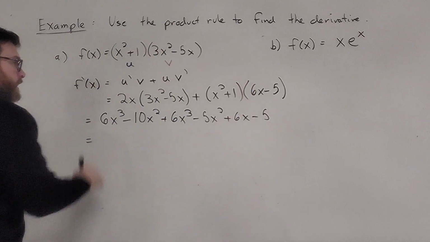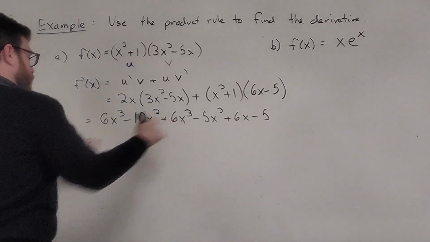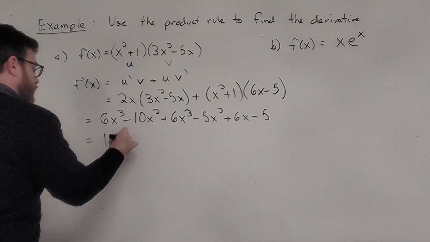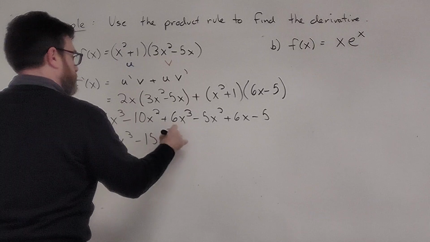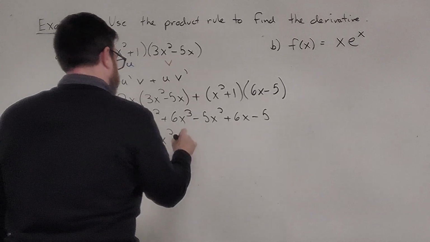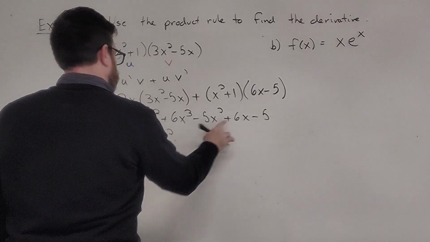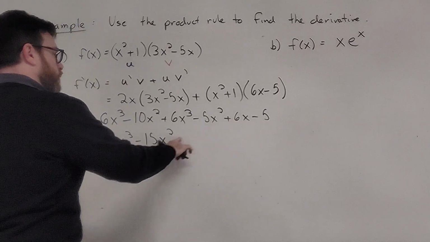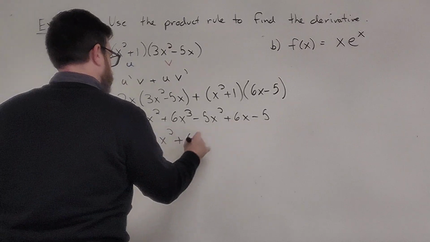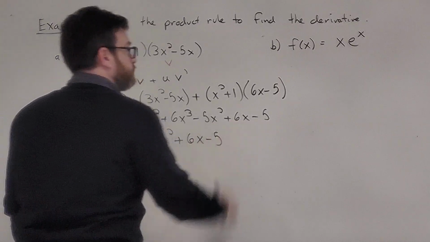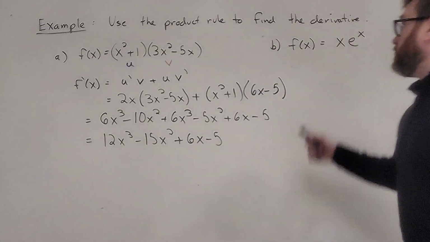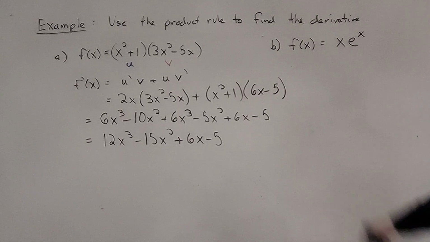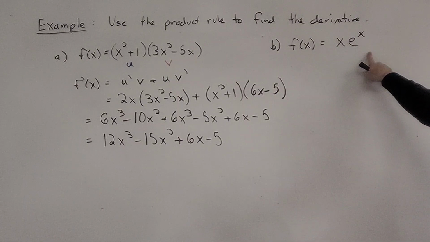Then we can combine any like terms. So the cubes will add to a 12x cubed. The squares will add to a minus 15x squared. There's only one linear term, so plus 6x, and then we have our minus 5. Now, this is kind of the example where you can't multiply that. It doesn't expand any nicer than this.